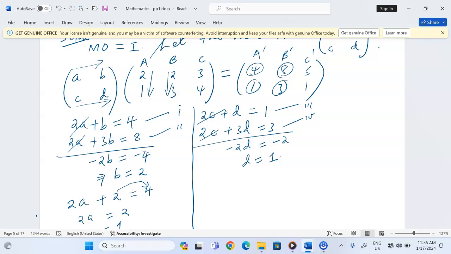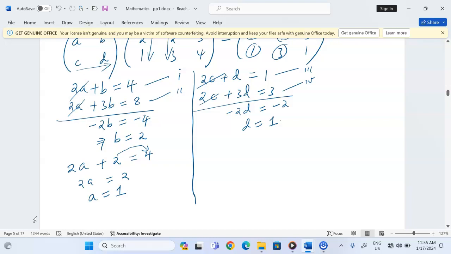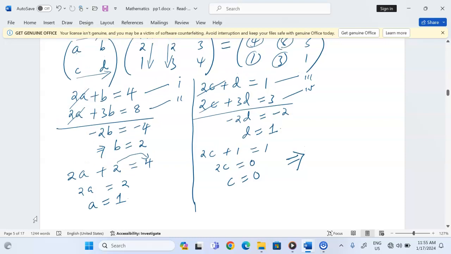That said, we can substitute to know the value of C. So 2C plus D, which is 1, equals 1. So 2C equals 0. The value of C becomes 0. Therefore, the matrix of the transformation, which had mapped this triangle onto the other one, is going to be, because we have let it be A, B, C, D, we begin with A, which is 1, we go to B, which is 2, then C, which is 0, and D, which is 1. Therefore, this is the matrix.